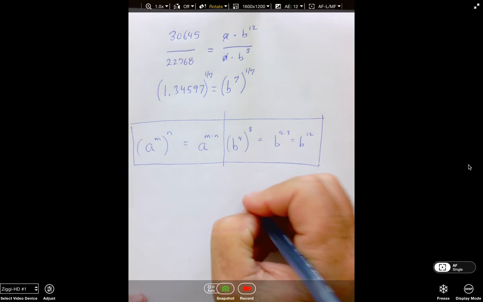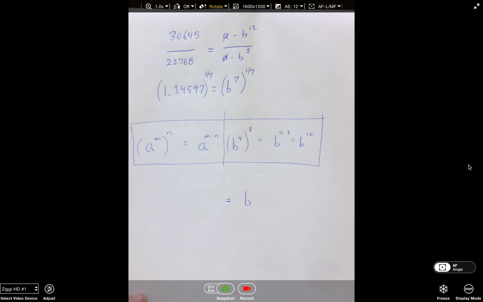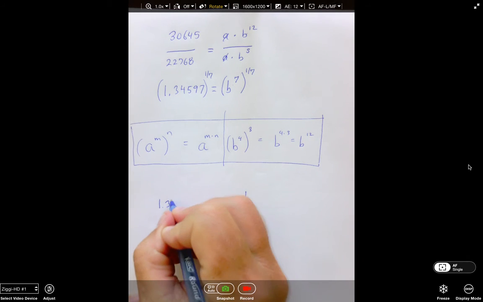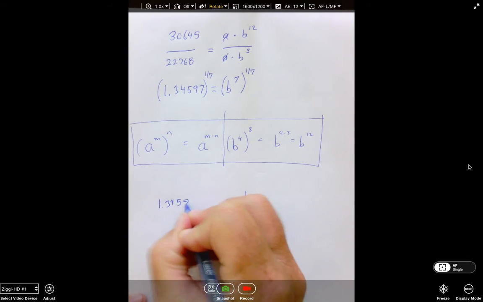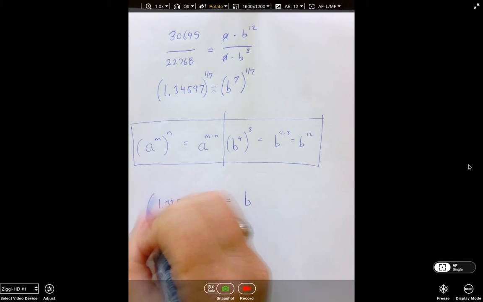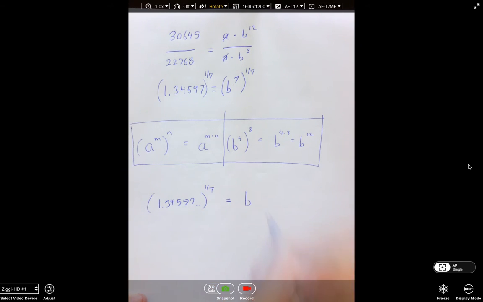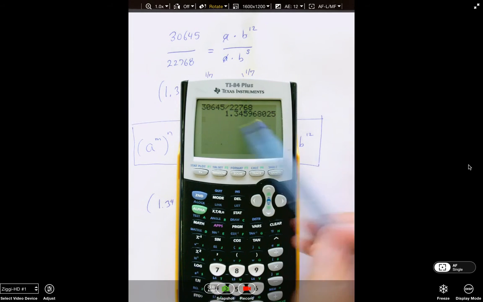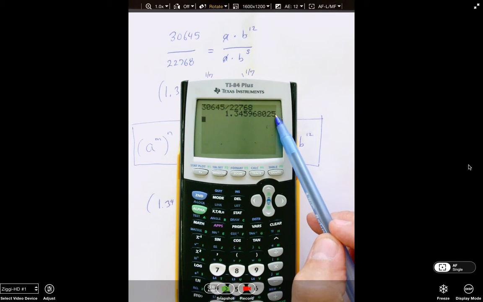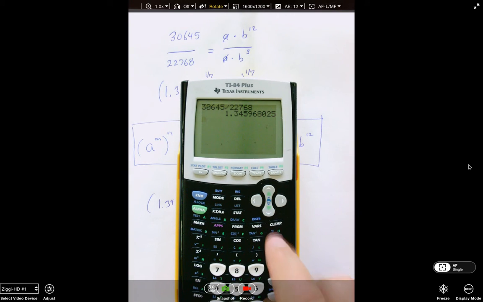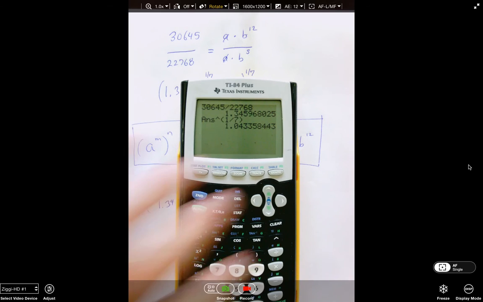So guys, after all the smoke clears, I have b equal to 1.34597 raised to the 1/7 power. But guys, what I can do there is I've got this answer right here. All I've got to do is just hit power and put 1 divided by 7 in parentheses, and I get b is 1.0434.